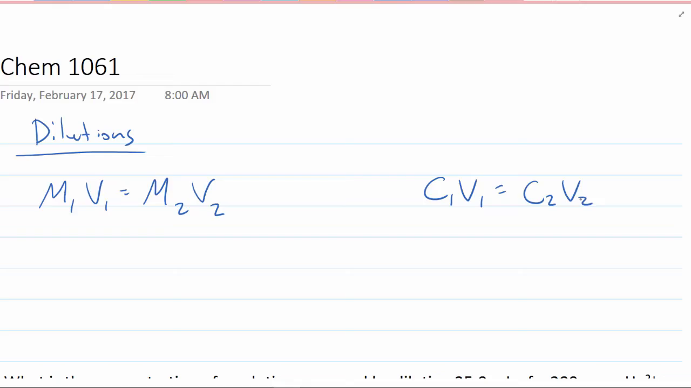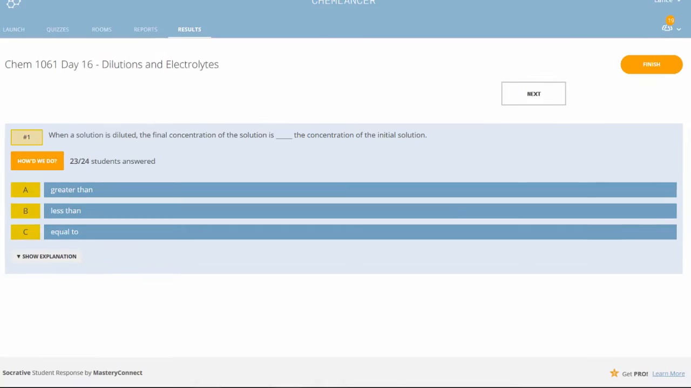So what we're going to do here is go through some calculations with these, and just to see what your initial sense is before we begin. If you dilute something, the final concentration of the solution should be less than the initial concentration, because if you dilute something, it is going to be watered down. There's going to be less of it, so concentration has to be less.